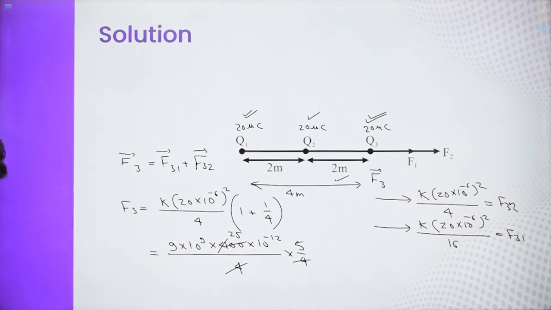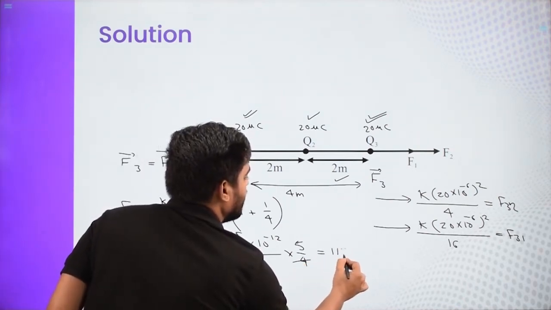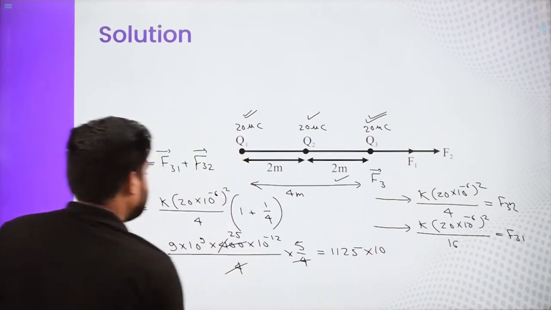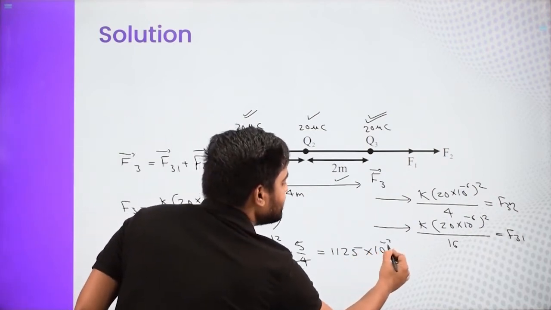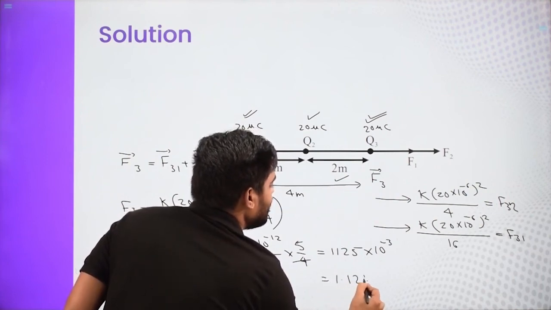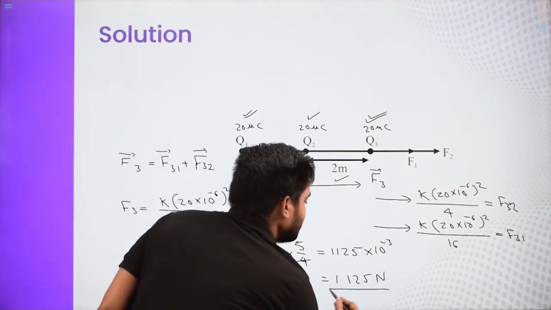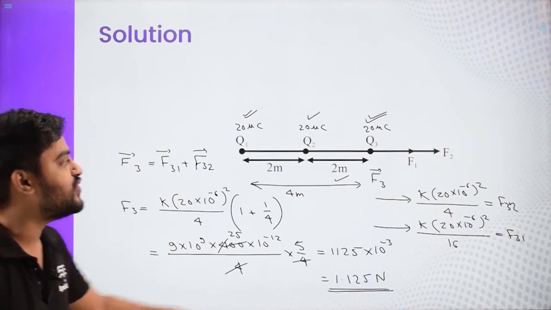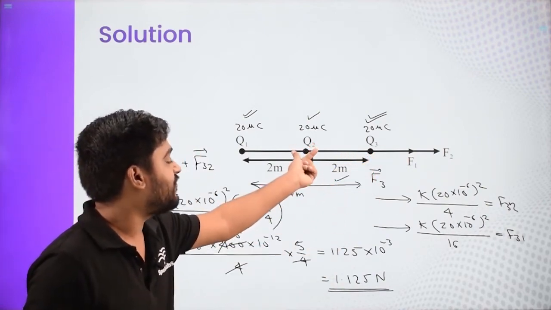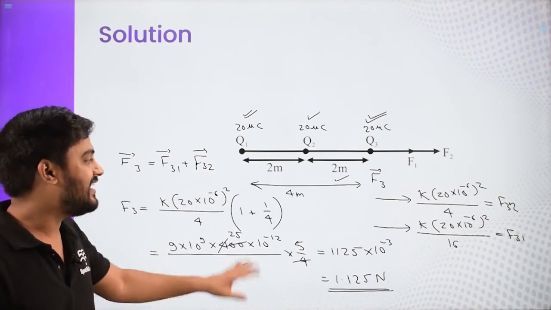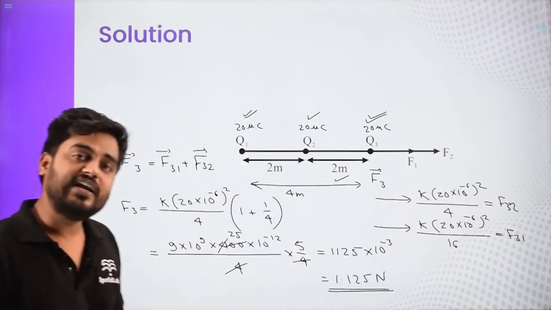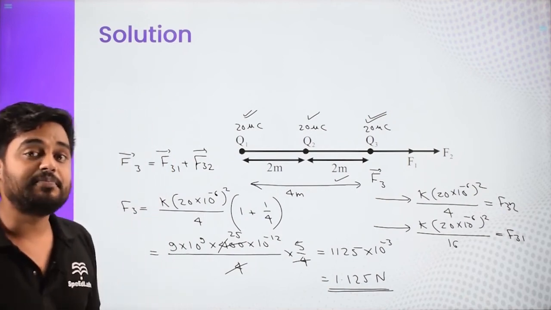So eventually, 9 into 125 gives me 1125. And 10 raised to power, see 9 and 12, so minus 3 is still left. So I'll say 1.125 Newton. Since everything is SI over here, we will say that this is directly Newton. So this is the net amount of force on charge Q3. This includes force due to this and force due to that. We can find individually and do the vector addition because of the principle of superposition.